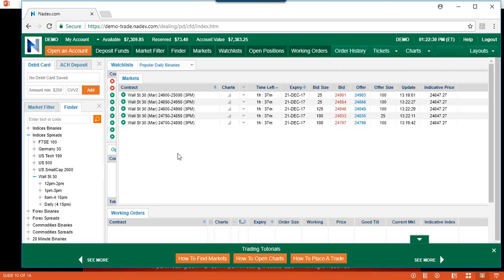But I want you to take a look at something here. We know that the bid is the price we can sell for. The offer is the price we can buy for. Look at the difference here. I can buy this one for 24,902. I can buy this one for 24,866, 849, 834, 798. That's a pretty big difference of where I can buy into these spreads, isn't it?